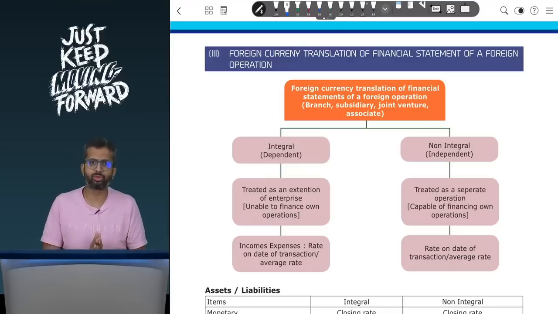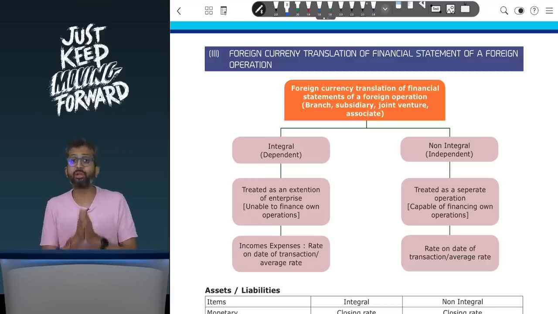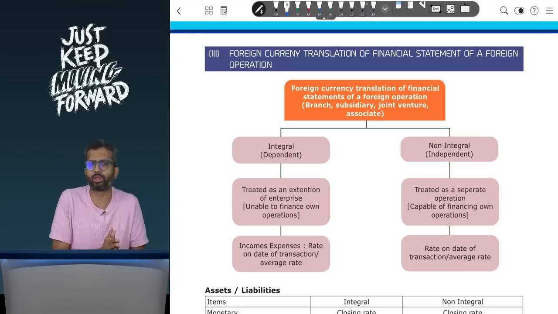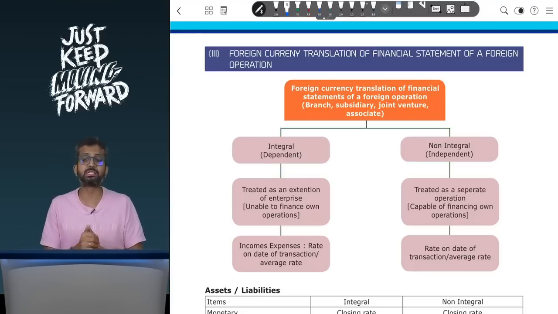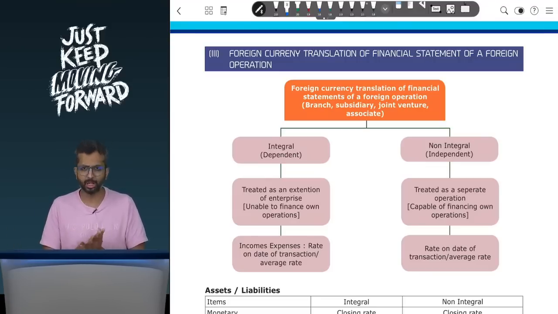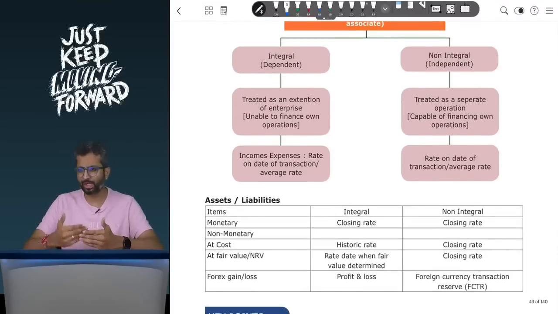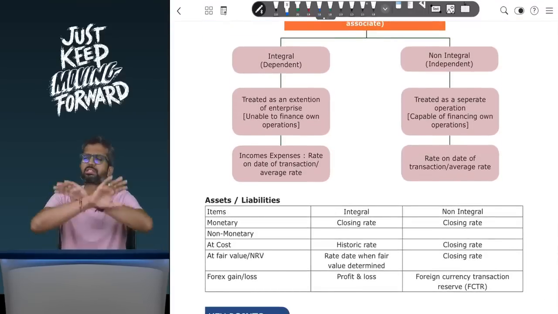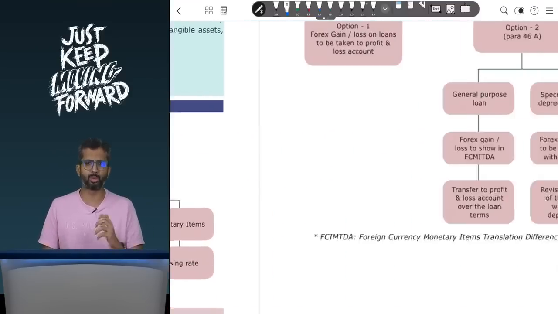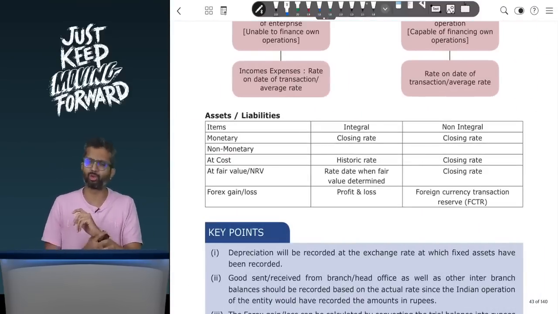Here the standard gives you certain guidance. In case of a foreign currency translation, it depends on whether your branch or operation is integral or non-integral. What do you mean by integral branch? It is fully dependent on the parent. For all of its financing needs, it is dependent on the parent, whereas a non-integral branch is something that is largely independent. It has the capability to finance its own cash flows, and hence such a branch is called an independent branch. So in case of an integral operation, it is treated as an extension of the parent, and hence the same rates as applicable over here would apply over here. Like incomes and expenses would be converted at the rate on the date of transaction, and if that is not available, then at the average rate.